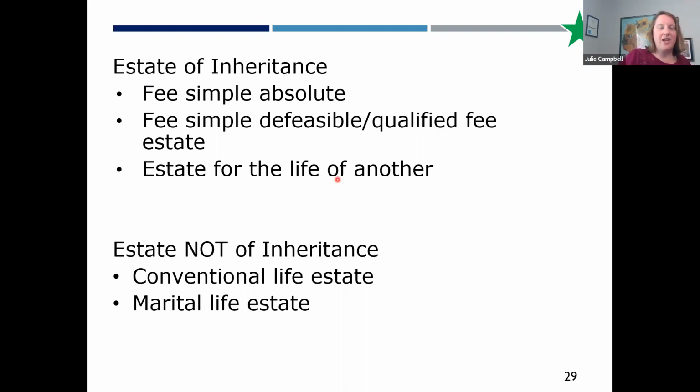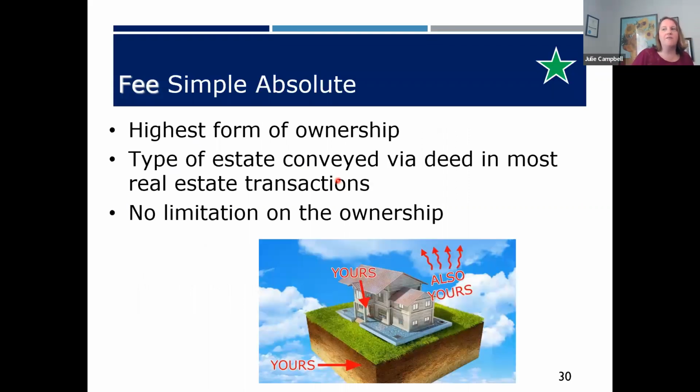Talking about the different types of freehold estates, the first one we have, the most common one, the one that you guys are going to use 99.9% of the time in your real estate career. Please don't write that number down. I just made it up. The one that you're going to use the majority of the time in your real estate career is the freehold estate known as fee simple absolute. This is an estate of inheritance, which means when the individual passes away, it can be inherited. Fee simple absolute is the highest form of ownership.